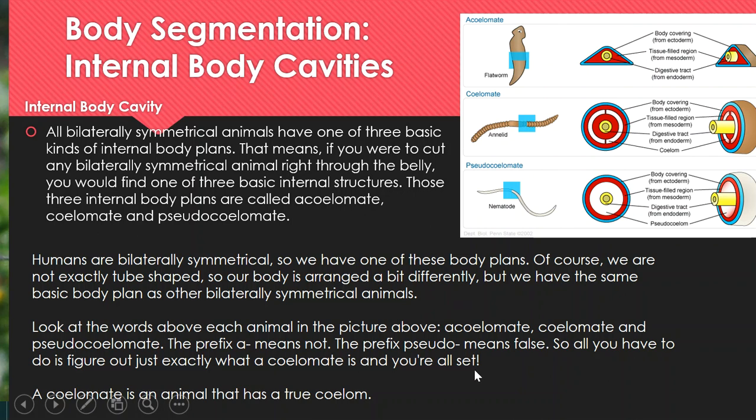Look at the words above these pictures here: acoelomate, coelomate, pseudo. A means not, so acoelomate means it doesn't have a coelom. Pseudo means false, so it's kind of not a complete coelomate. So all you have to do is figure out just exactly what a coelomate is, and you're all set. Well, a coelomate is an animal that has a true coelom.